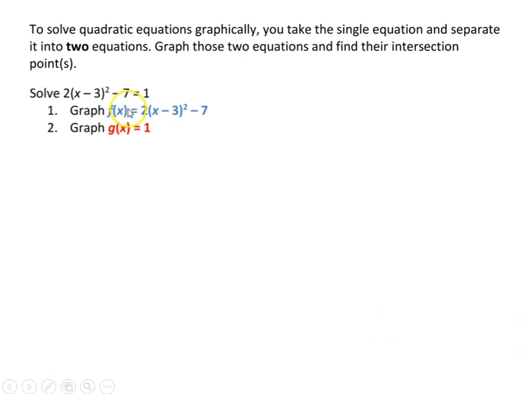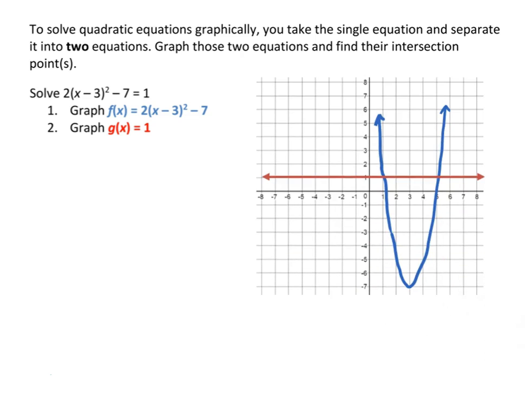So again, quadratic equation in vertex form, we know how to graph that. The vertex of this parabola is (3, negative 7), because the x-value is the opposite of what's inside the parentheses, and then negative 7. Then we can pick points on each side of the vertex and plug them into the equation and see what we get out for the value of the function, or the y value, and then we'll plot those points. Then we'll graph g of x equals 1, the right-hand side, and when we do that, we get this graph here.